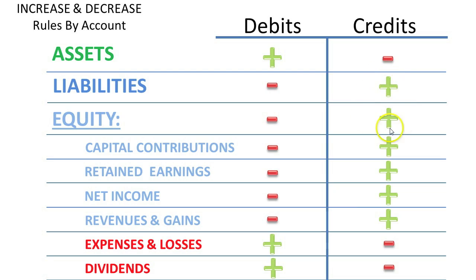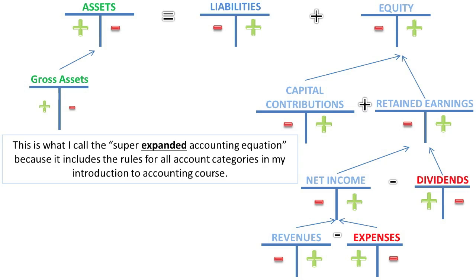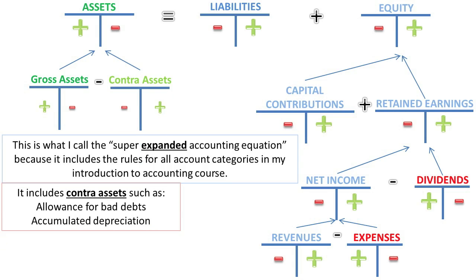Liabilities and equity, since they're on the right-hand side of the balance sheet equation, are increased with credits. This is what I call the super expanded accounting equation, because it includes the rules for all account categories in my Introduction to Accounting course. It includes contra assets such as allowance for bad debts and accumulated depreciation. The way these work is you take the asset itself and then deduct whatever this balance is. For example, if you have a building and you've accumulated some depreciation on it, you would take the building less the accumulated depreciation. We'll learn about that later.